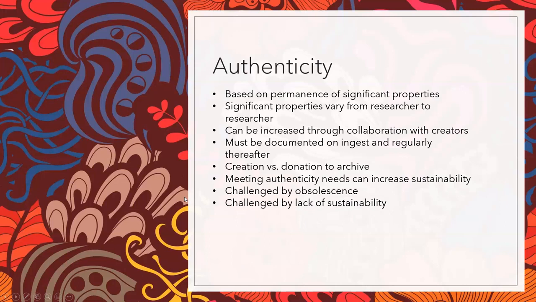And as I sort of alluded to earlier, authenticity can be challenged by a lack of sustainability. If you just don't have the resources to keep a lot of the significant properties of your record stable, from the time that the record comes into your archive or from the time that the record is created, then that may well result in records that are less authentic. And again, sometimes that doesn't matter. Sometimes it can be important. You just have to sort of understand what your researchers want, what your researchers expect, what your resource allocators want and expect, and try and meet their expectations as best you can.